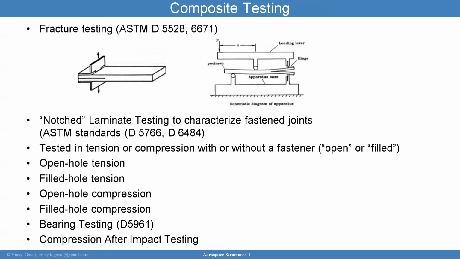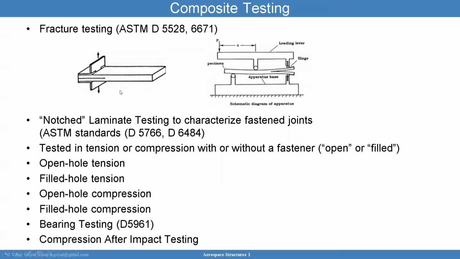There's other composite testing that's done, such as fracture testing. Here, this testing is the double cantilever beam test, and these tests measure the fracture resistance due to applied loading. Fracture toughness is a material property of composites, and it can be very beneficial for assessing delaminations in composites. Anytime you have a defect, you can use this kind of approach to assess it.